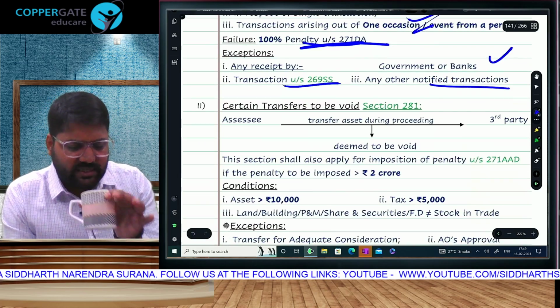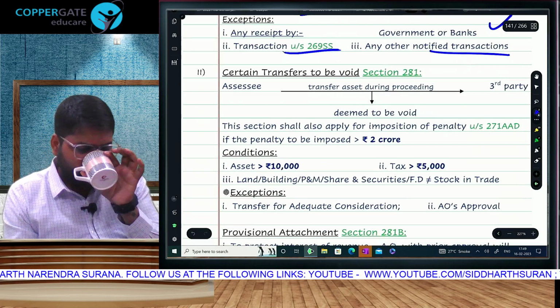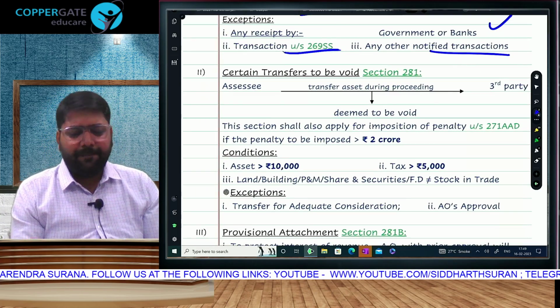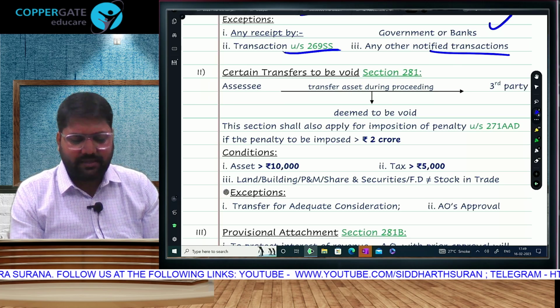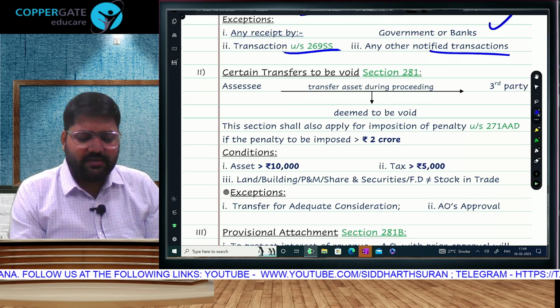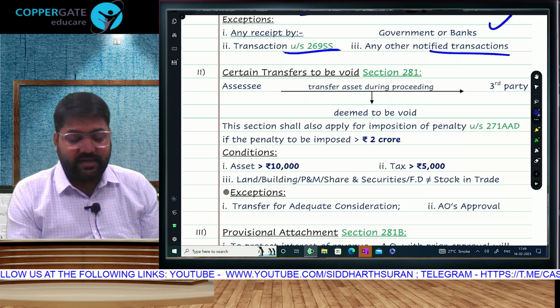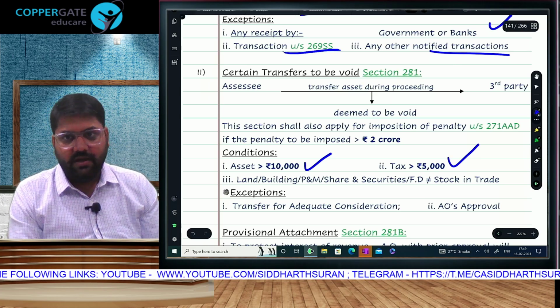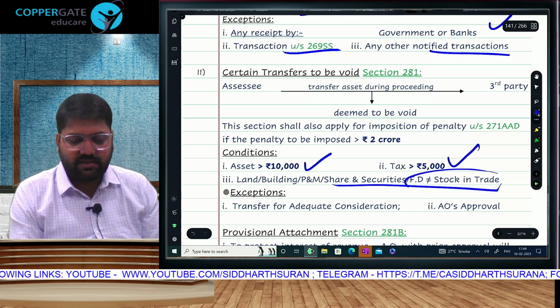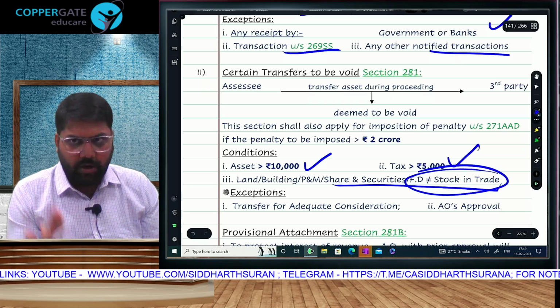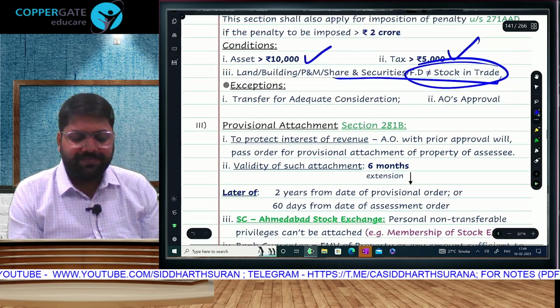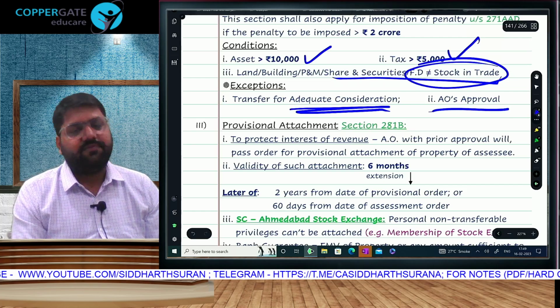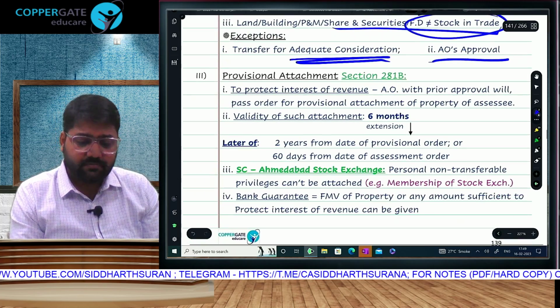Next, certain transfers to be void. If during pending proceeding you are transferring your asset, then in that case the AO can declare that transaction as a void transfer. If asset ka value is more than 10 lakh, tax amount is more than 5,000, and asset falls in this list but is not forming a part of stock in trade, because stock you have to sell, you can't stop your business. Exception being if there is adequate consideration and AO ka approval was taken.